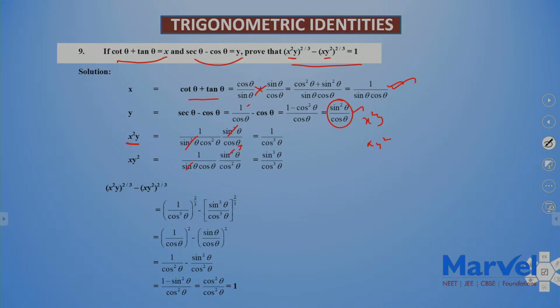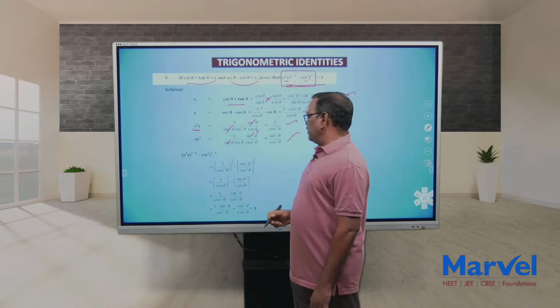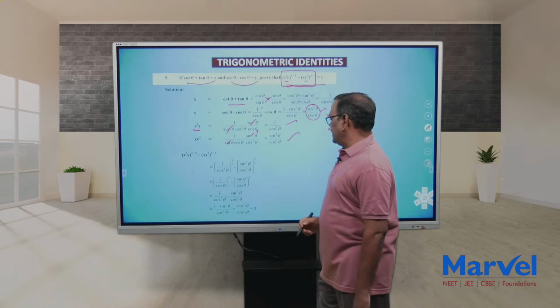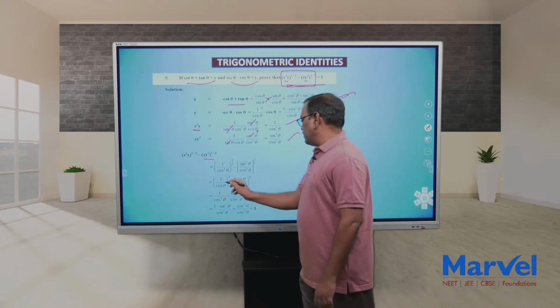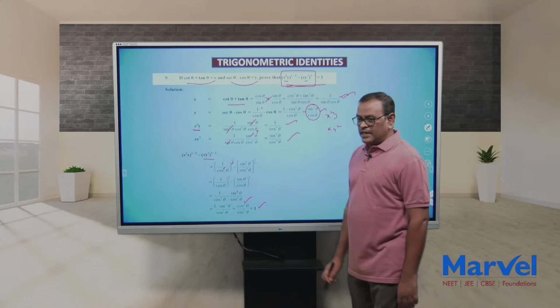Now substituting these two expressions in this LHS, (x square y) whole power 2 by 3, that is (1 by cos cube) whole power 2 by 3, minus (xy square) whole power 2 by 3, (sin cube by cos cube) whole power 2 by 3. This is (1 by cos theta) the whole square, as 3 cancels, minus (sin theta by cos theta) the whole square, which is equal to, both the denominators are same, 1 by cos square theta minus sin square theta by cos square theta. (1 minus sin square theta) by cos square theta, 1 minus sin square is what? Cos square by cos square, 1. So this is 7th type.